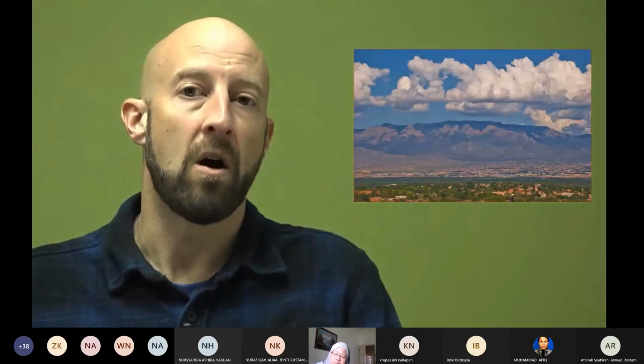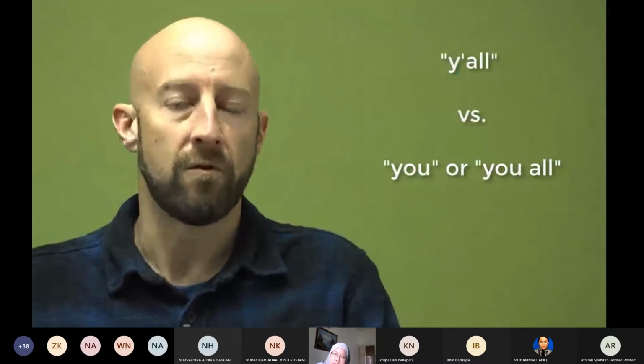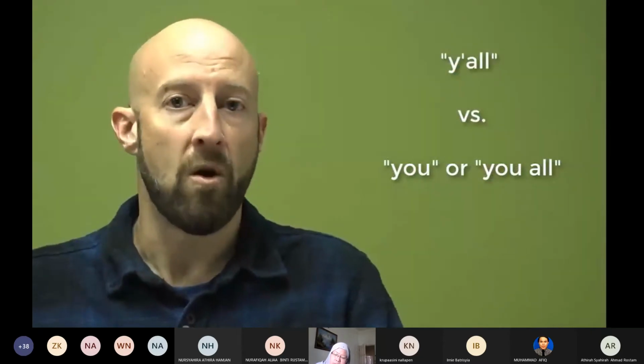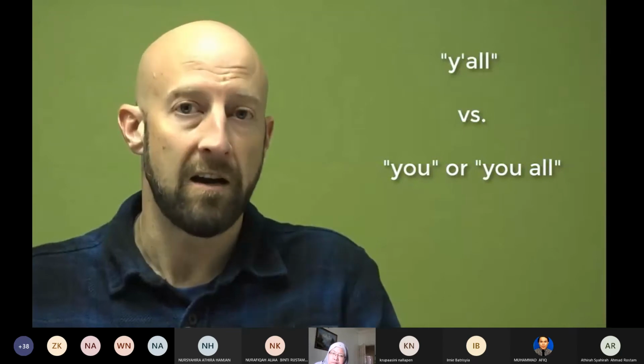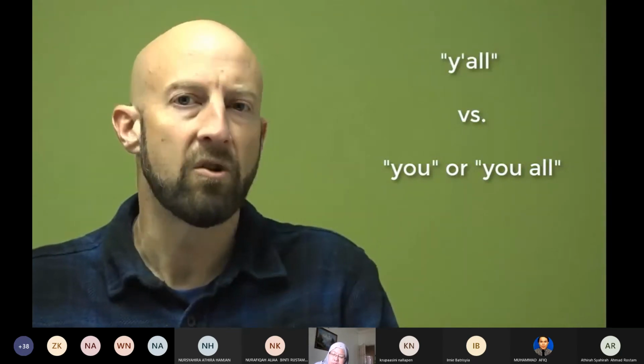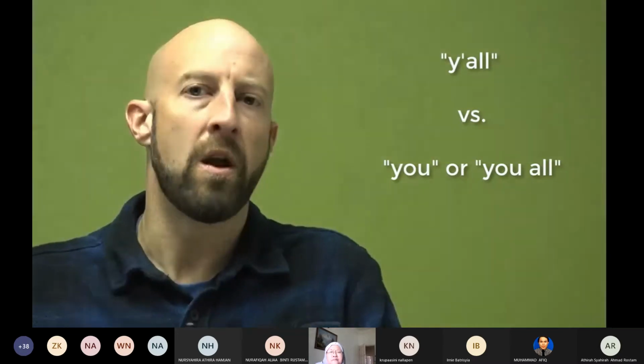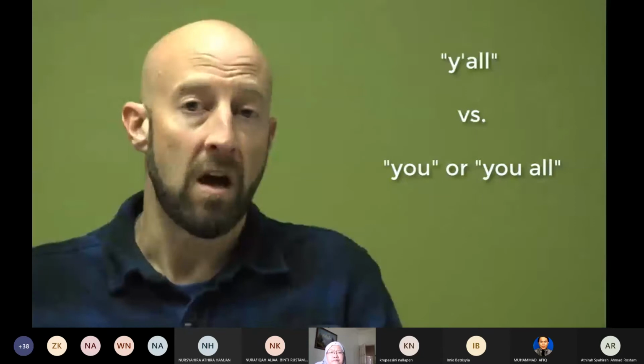So, for example, I could propose an isogloss where on the other side of the Sandia Mountains, speakers are more likely to use the word y'all to refer to the second person plural. Whereas on this side, or in Albuquerque, on that side of the isogloss, speakers say you all, or the second person plural form. So again, we're just looking at one linguistic form here.